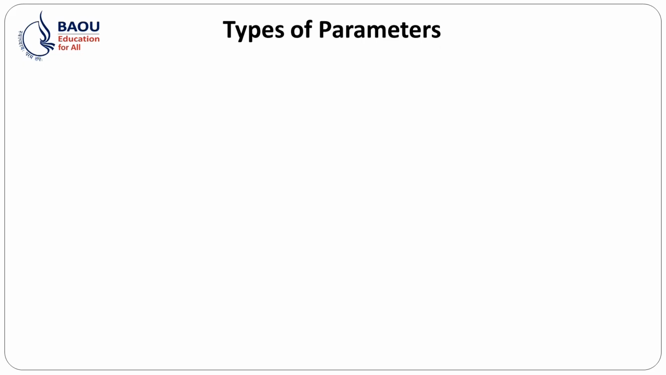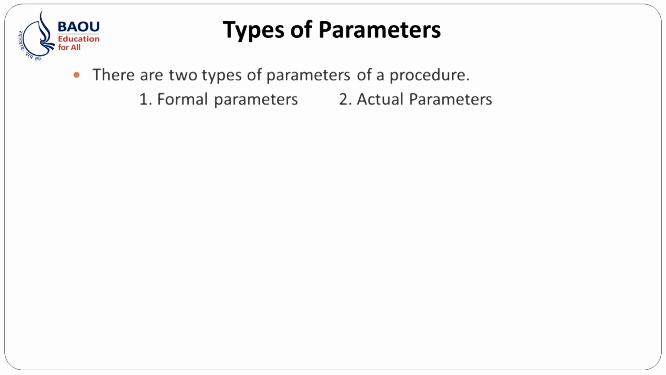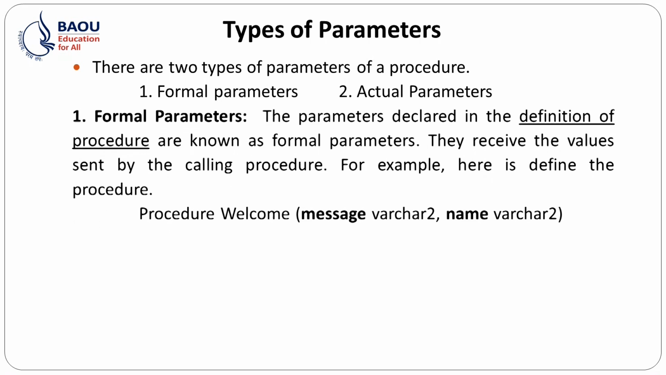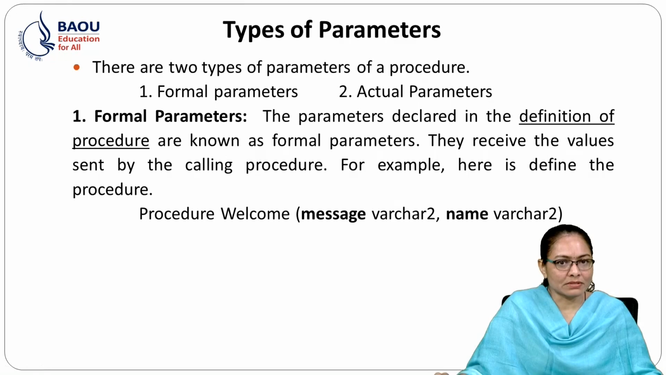Now the next one is the types of parameters. There are two types of parameters of the procedure. First is the formal parameter and the second one is the actual parameter. Now, what do you mean by formal parameter? The formal parameter is declared in the definition of the procedure. Formal parameter means it is defined in the declaration statement of a procedure. When we define the procedure, then the formal parameter is used. They receive the value sent by the calling procedure.